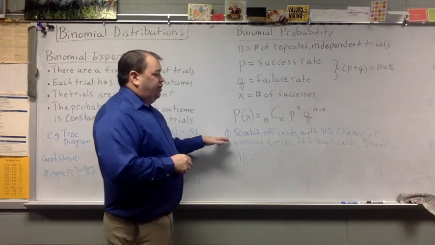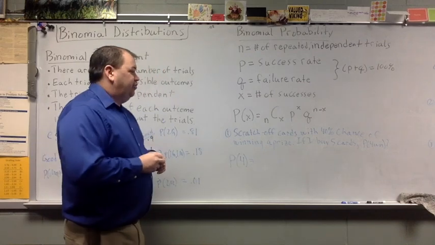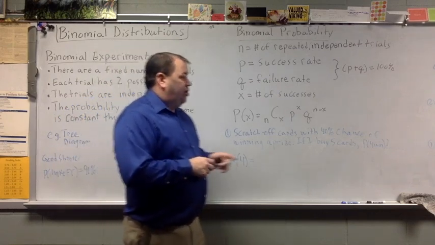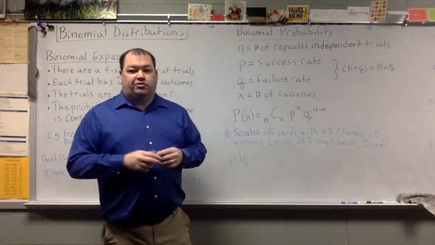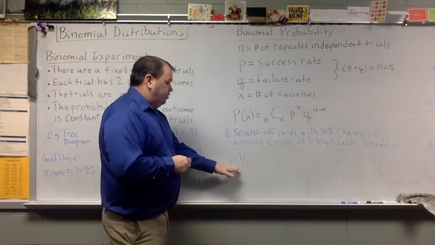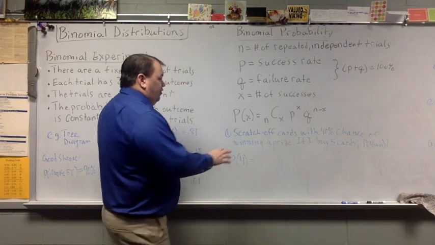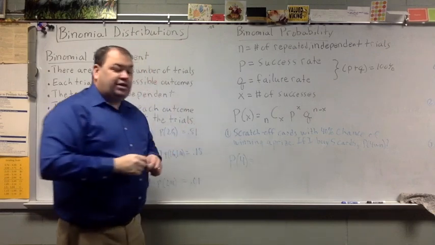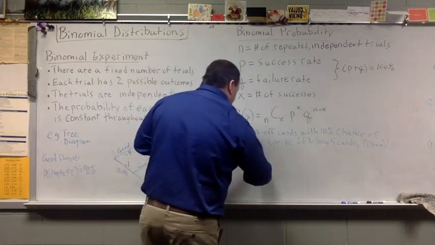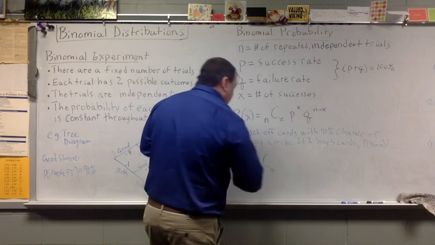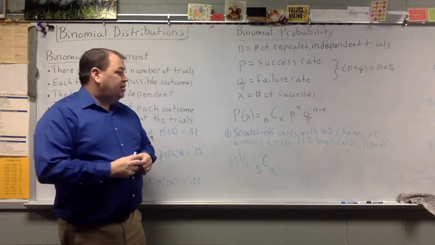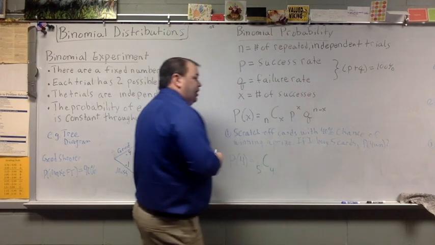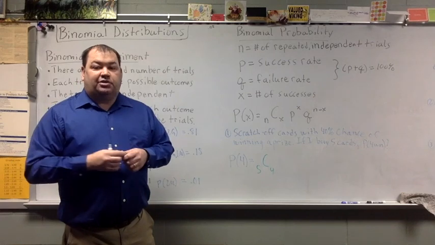So we have scratch-off cards. They have a 40% chance of winning a prize. So I decide to buy 5 cards, and I want to know the probability of winning on 4 of those 5 cards. Okay, so we're looking at the probability of 4 wins. So if I follow through this and choose X, there are 5 trials because I bought 5 cards. So we've got 5. I'm only choosing 4 to be winners. My success rate, it says I have a 40% chance of winning. That means I have a 60% chance of losing.